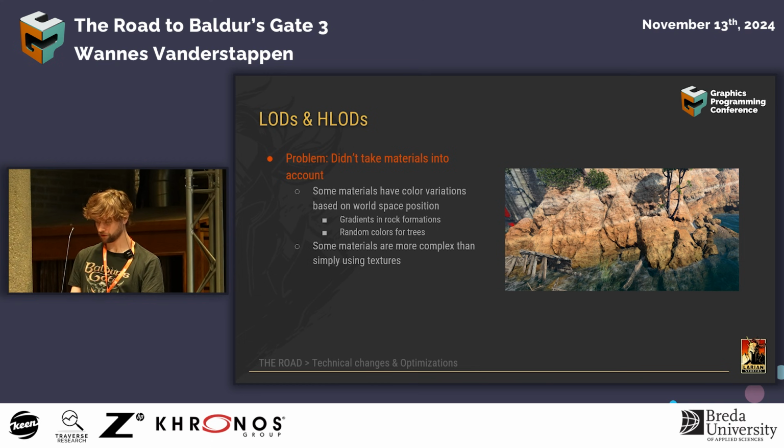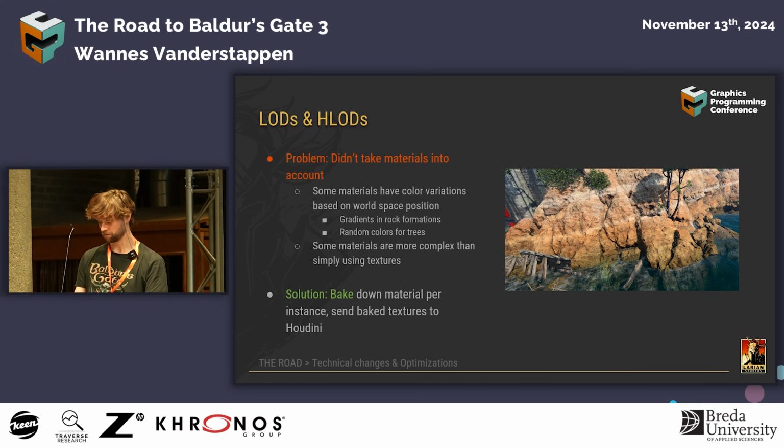But this had one problem. This didn't take materials into account. So some materials have color variations, like you see here. The rocks have a gradient in there based on the world space position. Some others use random colors, like for the trees, for example. And yeah, materials are sometimes just way more complex than just using some textures. So what we did to fix that is we bake down the material for every local instance before sending it to Houdini. Houdini uses those unique textures then to put everything together into the HLOT.